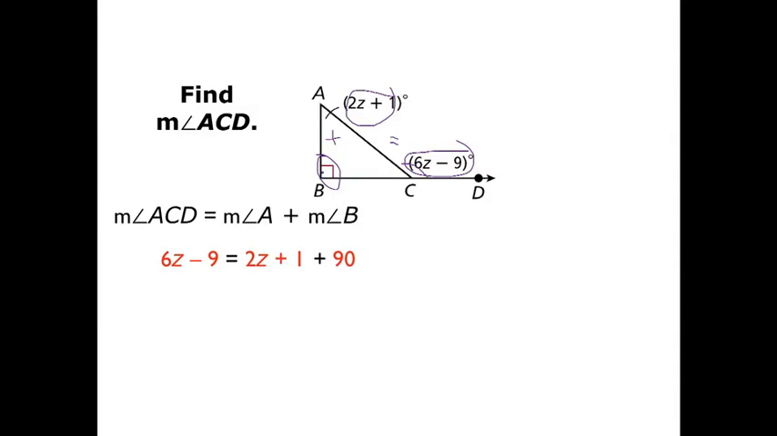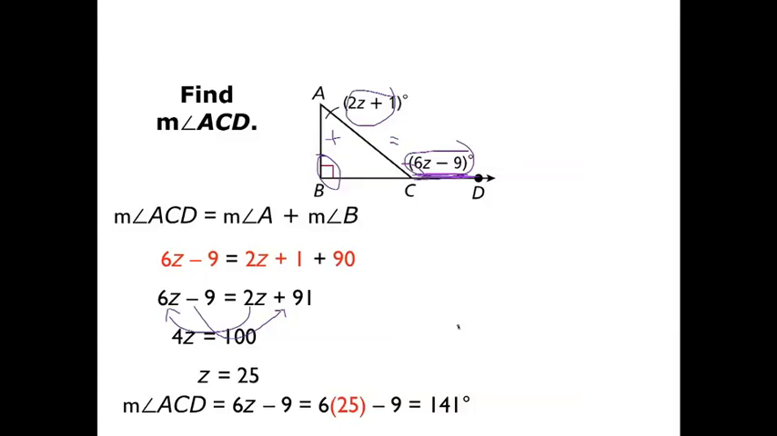Plugging those values in, a little simplification, and I'll now subtract 2z from 6z and add 9 to 91, leaving me 4z equals 100, so z's got to be 25. Now if I'm trying to find the measure of angle ACD, then I need to plug back in to 6z minus 9 with 25. So I'm going to get 141 degrees for that angle. Once again, pause if you need to.